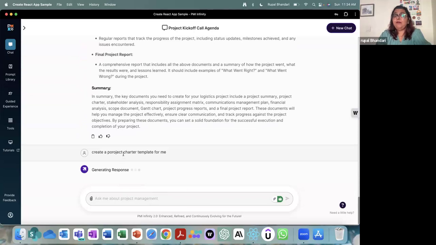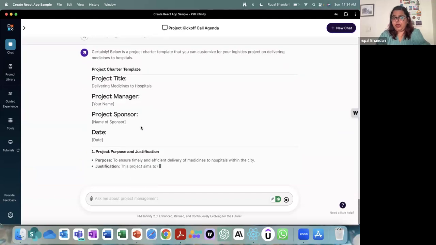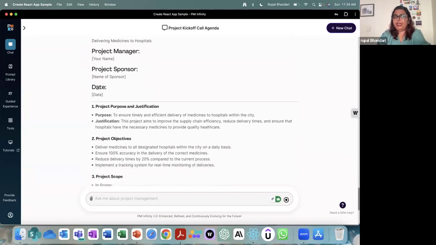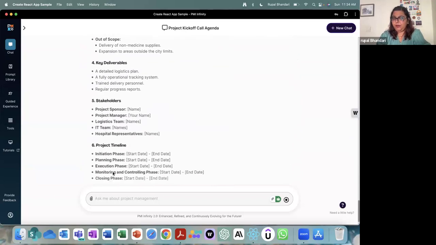I'm talking to it. It will give me a template. It will give me something usable. It will not be zero. So this is what some of using GenAI looks like. It started to give me a template. This is where the project title will be, project manager, project sponsor, date, what all I need to add here, et cetera, et cetera. This is how you can continue on.